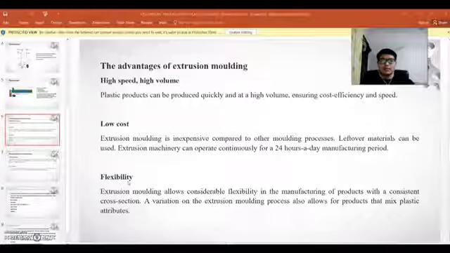Today I will talk about the advantages and disadvantages of extrusion molding. First advantage is high speed, high volume, which means we can produce a large amount of product in a shorter time period. Second is low cost. Extrusion molding is inexpensive compared to molding processes because leftover material can be used again. Third is flexibility. Extrusion molding allows considerable flexibility in manufacturing products with a consistent cross-section.